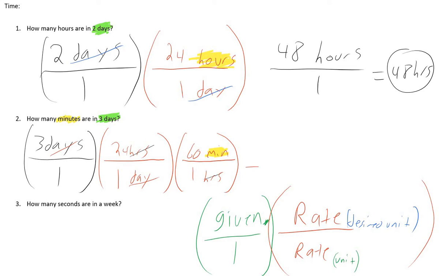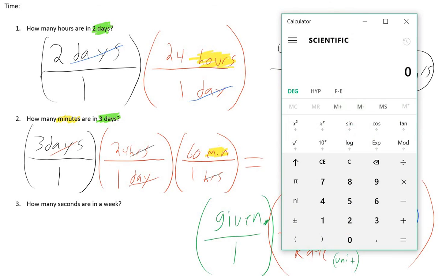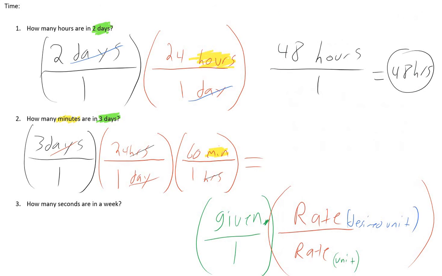And now what we can ultimately do is multiply all of our numerators. So what we see is 3 times 24 times 60 is 4320. Only unit left over is minutes, and that's going to go over 1, because all those units have been canceled out, ultimately leaving us with 4320 minutes.